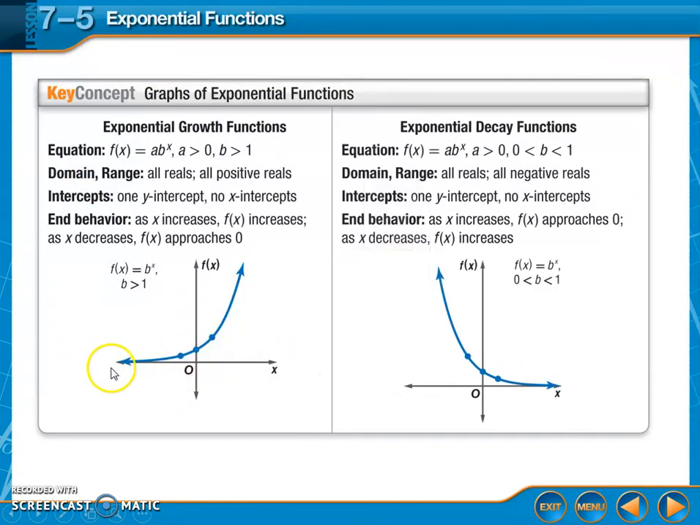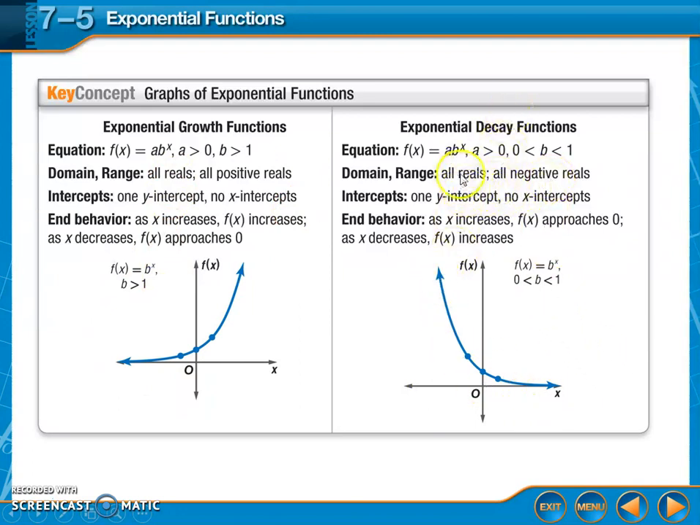Okay, so exponential growth, exponential decay. If it goes up, it's growth. If it goes down, it's decay. All right. Domain are all reals in both of them. Range, all positive, all negative. Okay.